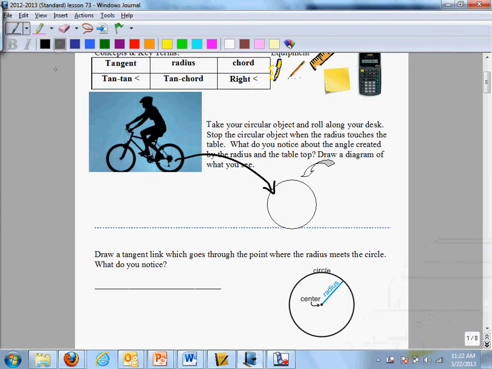Okay, you should have drawn something like this. Here's the spoke, like so. See it? Spoke. And then here's the tabletop that represents the ground. Yes? Okay.